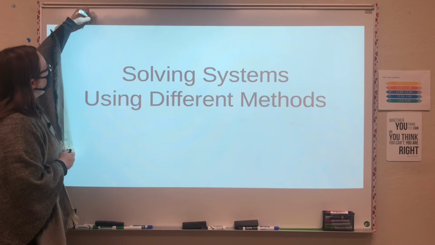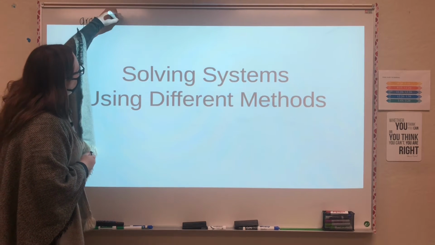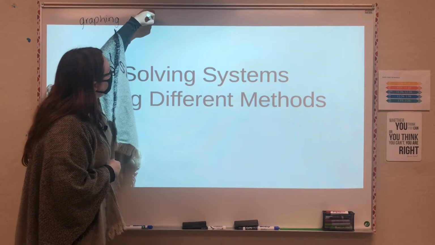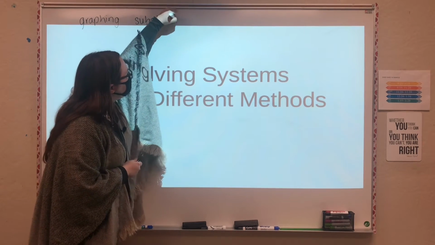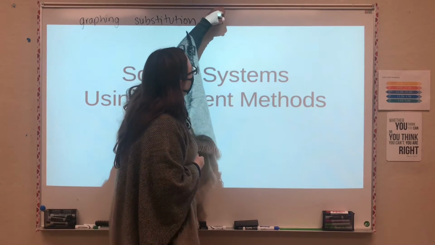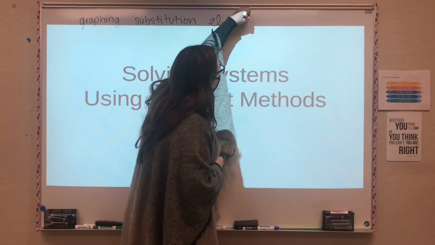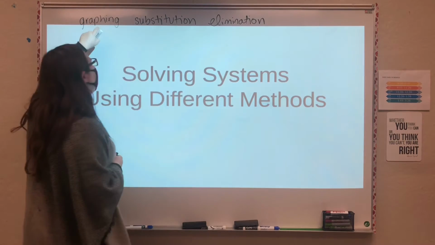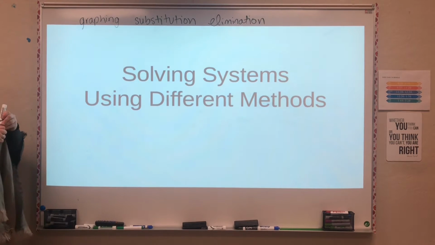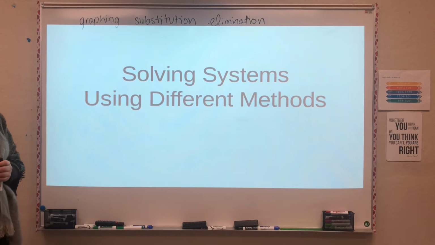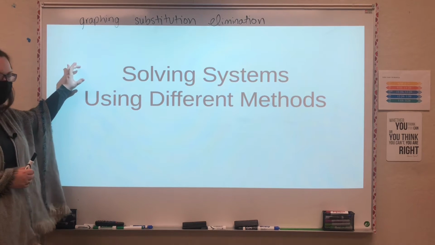Graphing, substitution, and elimination. Substitution and elimination. Perfect. In order to use graphing, what would we do? If you have a graph, you can either just use the equation as it is or break it down to get it to slope-intercept form. So to graph, we would need both equations in slope-intercept form.